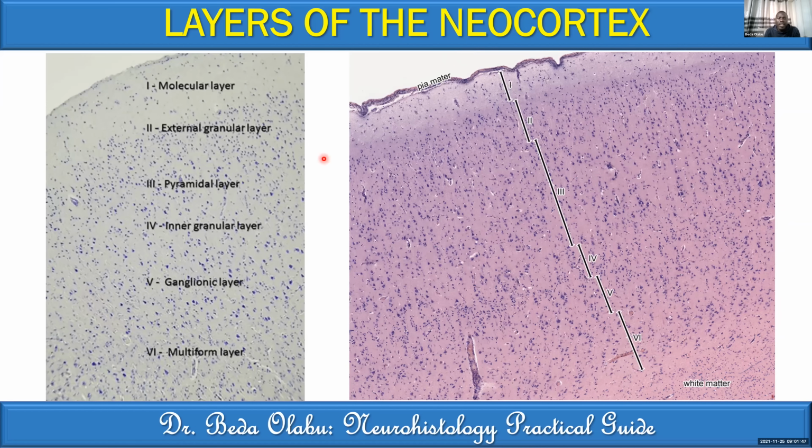Right, the last layer, multiform layer. The multiform layer is a transition zone between the gray matter and the white matter. So it has a mixture of the two. Great, so those are the layers of the cerebral cortex.